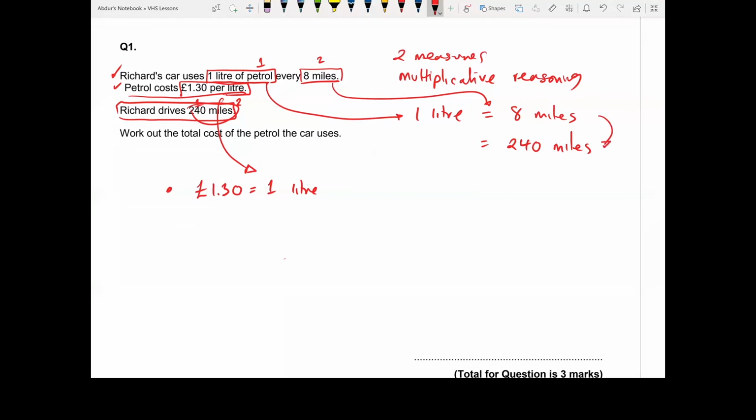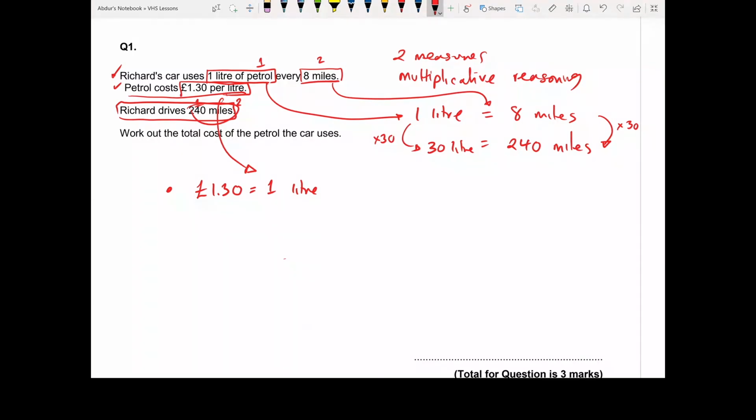Well, 8 to 24 is times by 3. So to go there, it's going to be times by 30. I do the same on the other side. And so now I know, make sure you write down your units. Don't just write down the numbers. Now I know I need 30 litres of petrol to drive 240 miles.